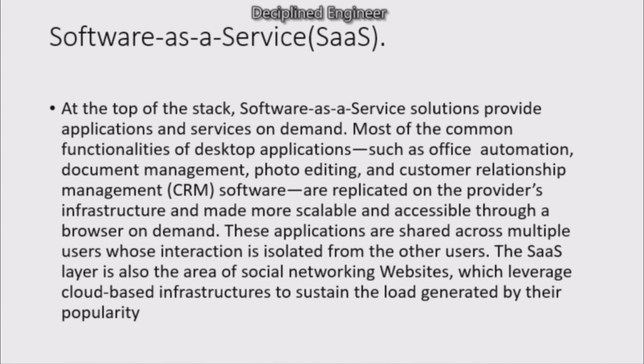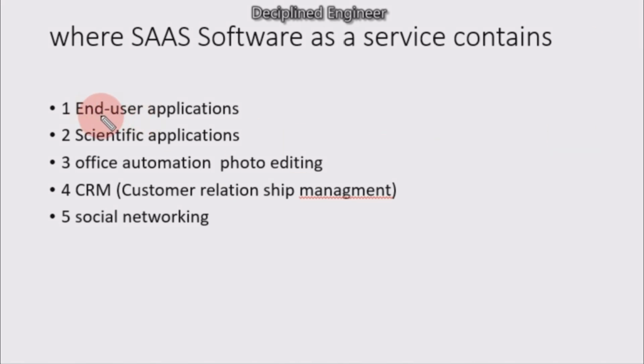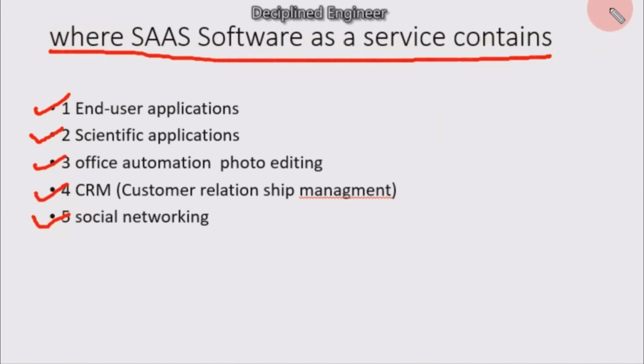SaaS is basically services provided by a service provider which do automation, document management, photo editing, customer relationship management, and other provides infrastructure made for scalable and accessible through a browser on demand. These applications are shared across multiple devices. Social media is a good example of this. So where should we look for SaaS, software as a service? It contains end user applications, scientific applications, office automation, and customer relationship management, and social networking such as Facebook and other social media platforms, Twitter.